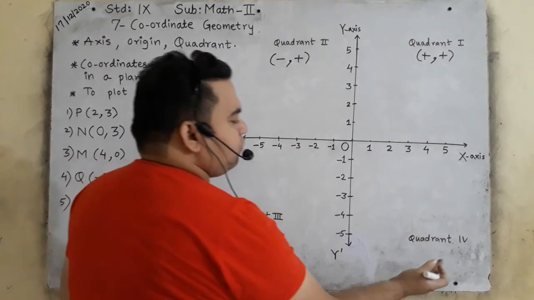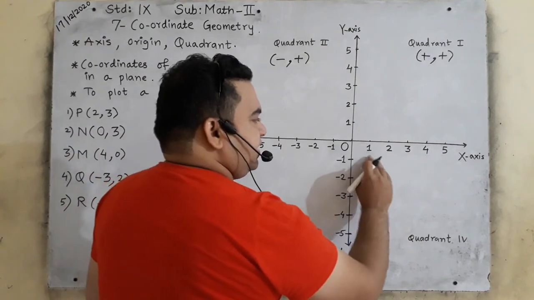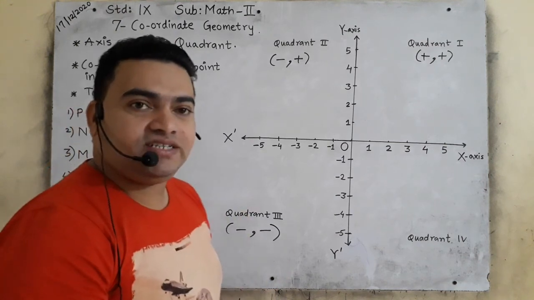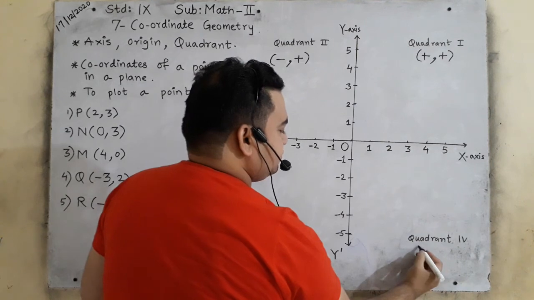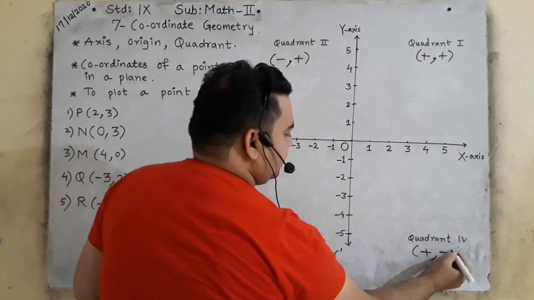Now we will see the fourth quadrant. Okay, in the fourth quadrant, always pay attention towards the x coordinates first. हमेशा x coordinates को पहले देखो. So all the x coordinates are positive and y coordinates are negative.